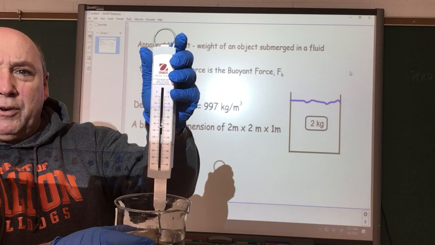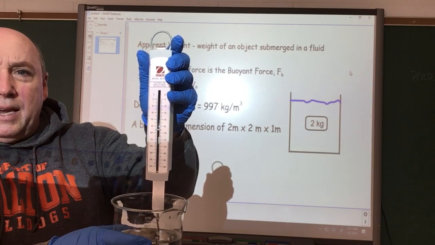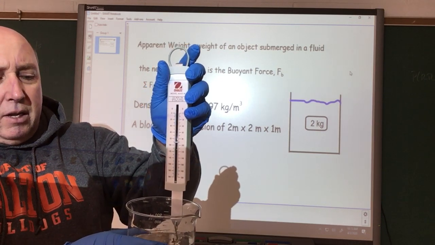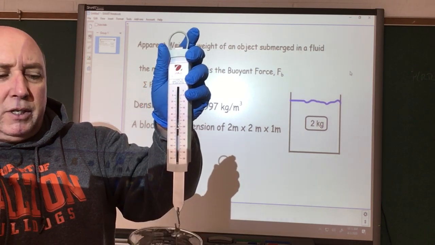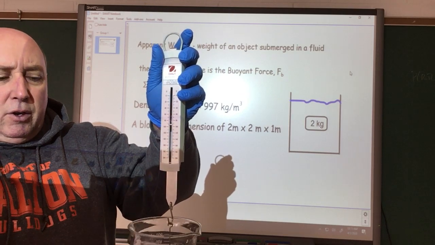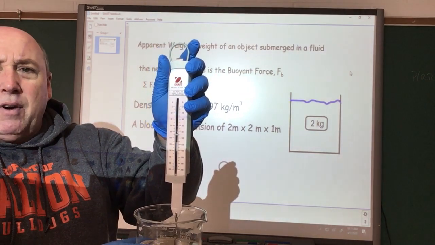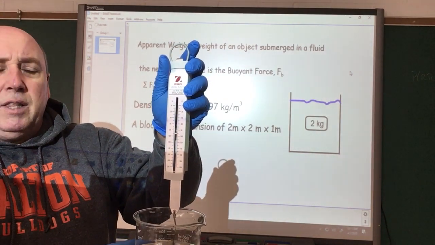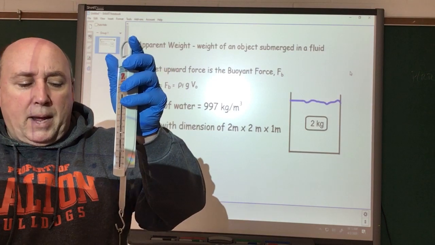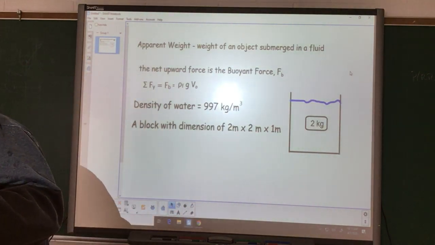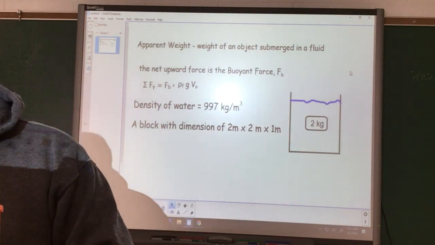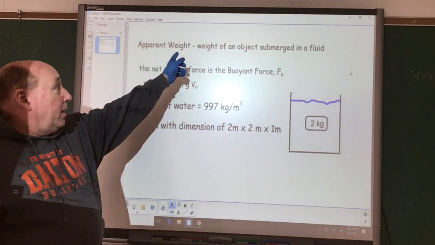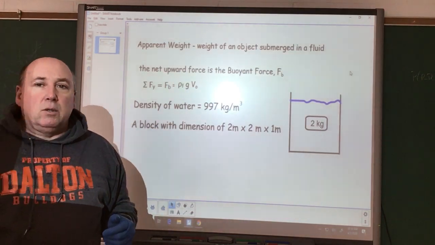We go from 100 grams to about 95 grams, or about 90 grams. So we've gone from 100 grams, which is out of the water, to 90 grams, which is in the water. Obviously the weight of this object is not going to be the same. And that's what we talked about yesterday, the apparent weight. It's the weight of the object in the submerged fluid.